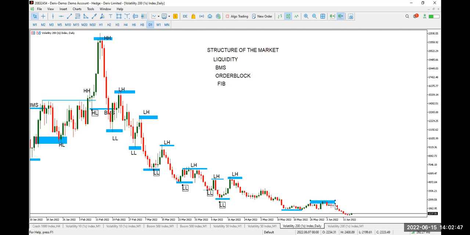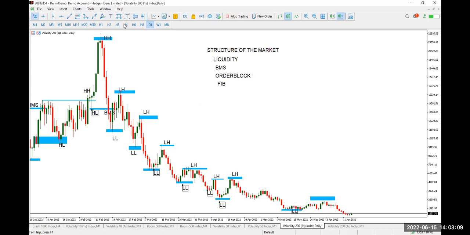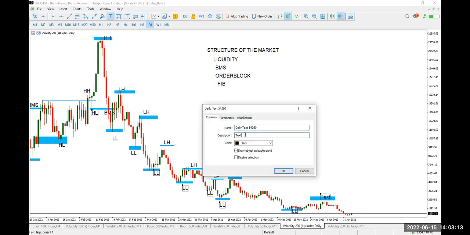As you can see now, we are through with the daily structure. So we are still on daily structure before we go to 4 hours. So this is the daily structure of this market. This is the daily structure of this market. So we have gotten a lower low here, and also a lower high here. So we have gotten the structure of the market now from daily.